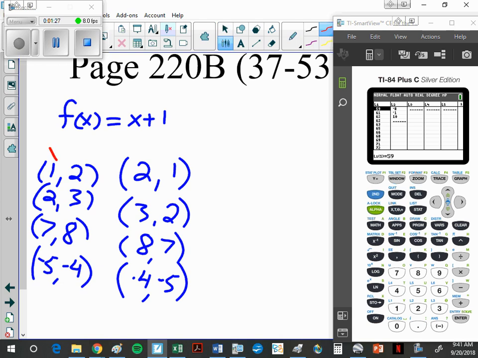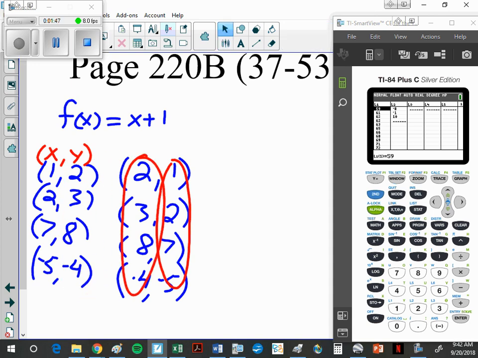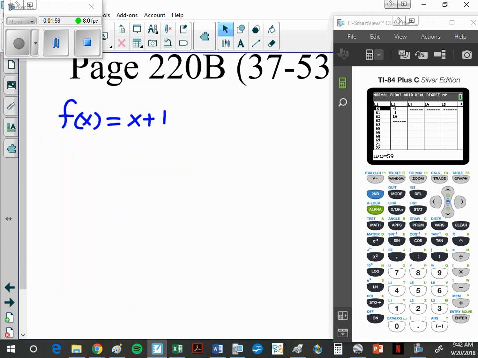Now, the original function turns x's into y's, okay? And then the other function just switches those. This list becomes my new y list, and my original y list becomes my new x list. So there is a very simple way to switch every single point using the equation. And here's how you do it.